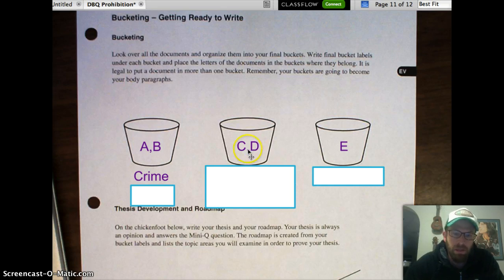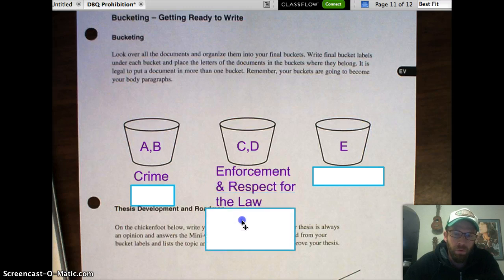So document C and D refer to enforcement and respect for the law. One of the reasons America changed its mind was that this was a very tough law to enforce, and it led people to disrespect the law. So there's another category here.